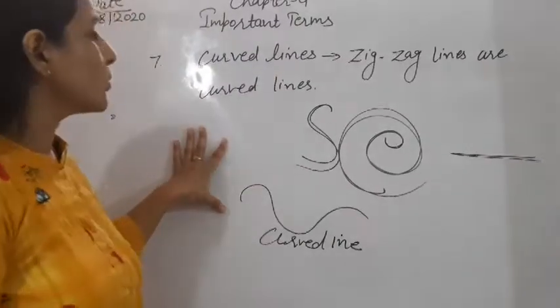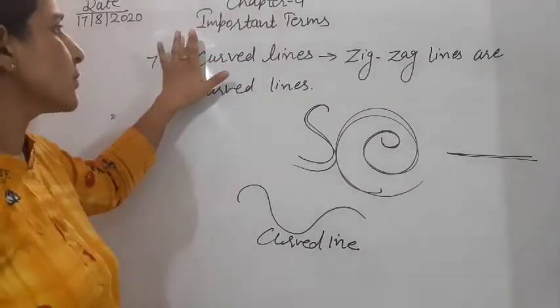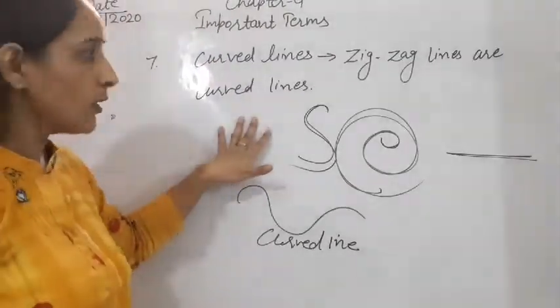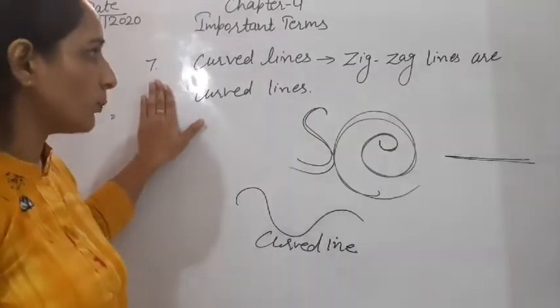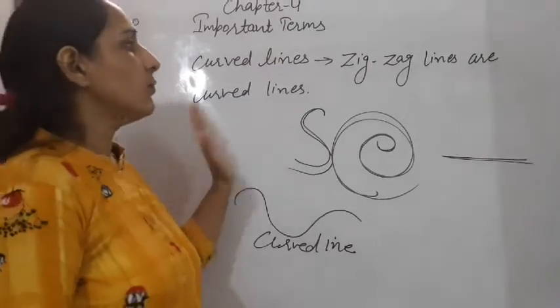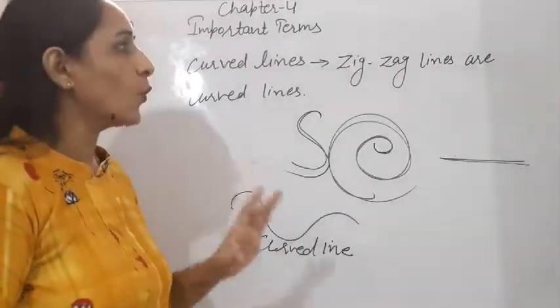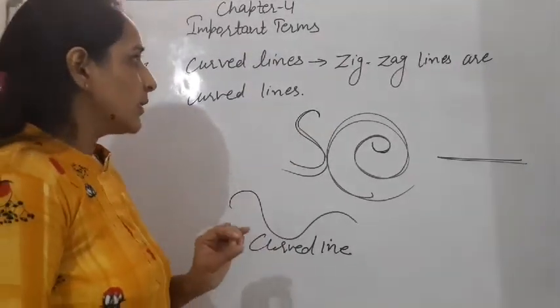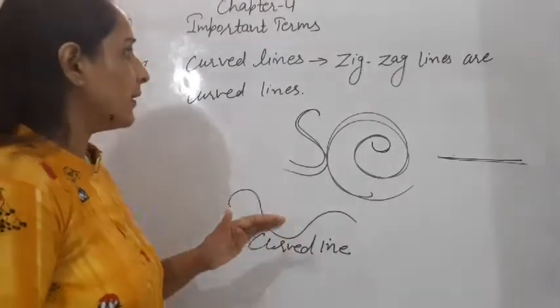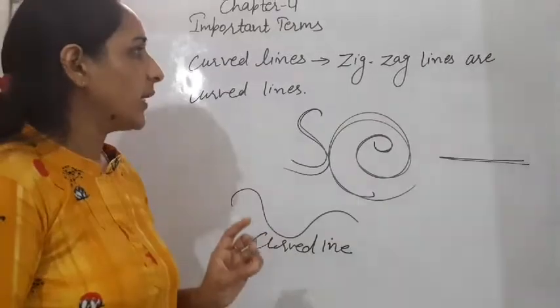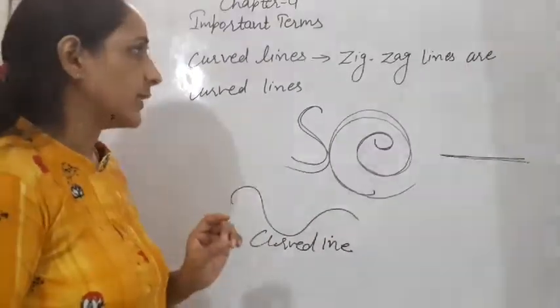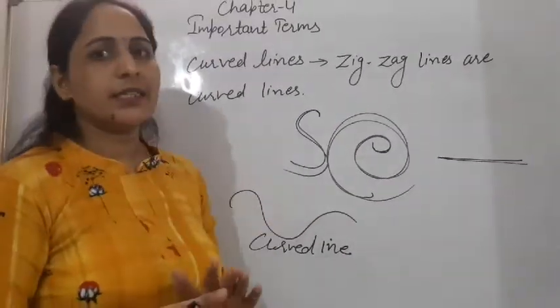So students, this is all about your important terms. Before starting your exercise, first you do all these 7 important terms in your notebook, and after that we will start our exercise number 4.1. So again I am repeating here about the point, line, line segment, curved line, parallel line, intersecting line. Clear? I am revising here.